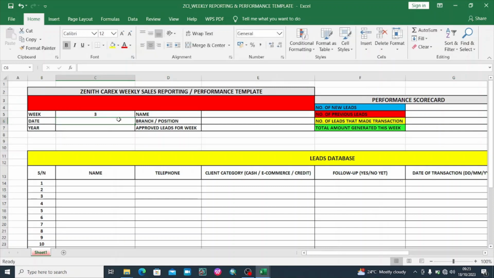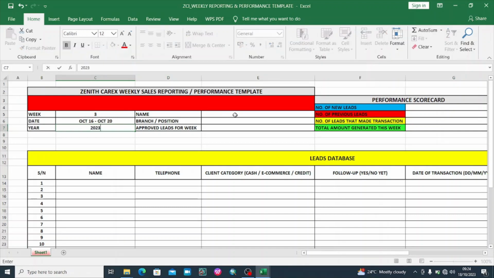Then the date, it will be from Monday to Friday. That is when the weekly reporting is actually expected. So Monday's date is October 16, to October 20, which is Friday's date. Now the year. This is 2023.